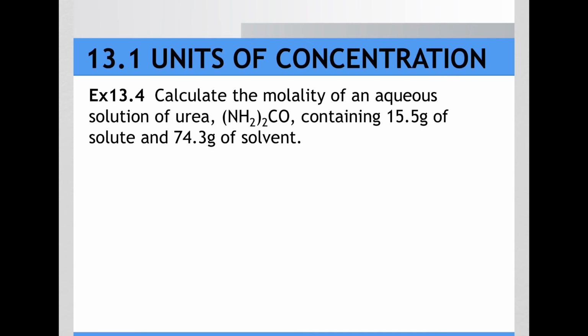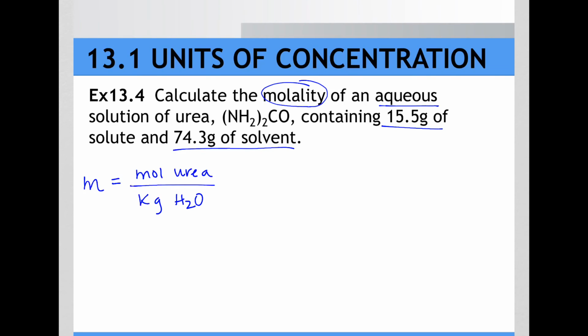If we look at 13.4, it says calculate the molality of this solution containing 50.5 grams of urea and 74.3 grams of solvent. So the first thing I do is as soon as I see molality, I write my formula. So molality equals moles of solute, which in this case is urea, per kilogram of solvent, which in this case, it says it's an aqueous solution, so that would be kilograms of water. Okay, so before I can plug into my formula, I do need to do some converting. So pause the video and convert 15.5 grams of urea to moles and 74.3 grams to kilograms.